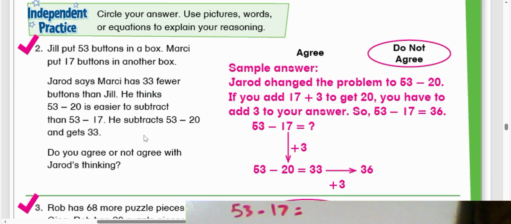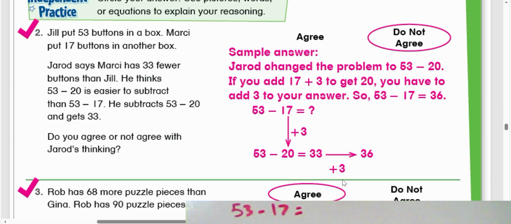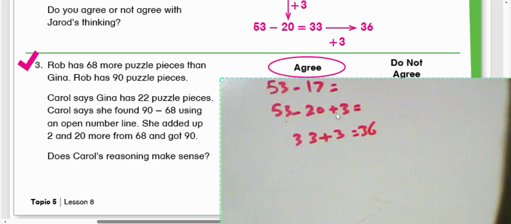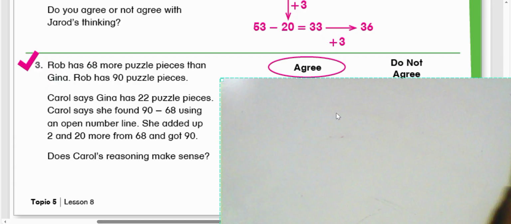If you add 17 plus 3 to get 20, you have to add 3 to your answer. So 53 minus 17 is 36. So 53 minus 17 is equivalent to 36. You must know these tips. Okay. Next question. Now, agree or not agree example.